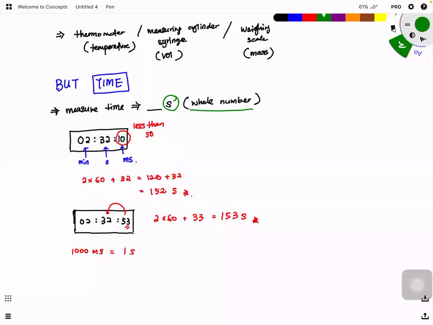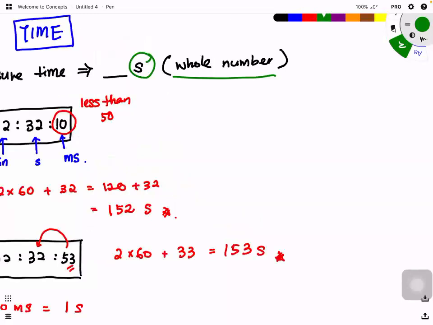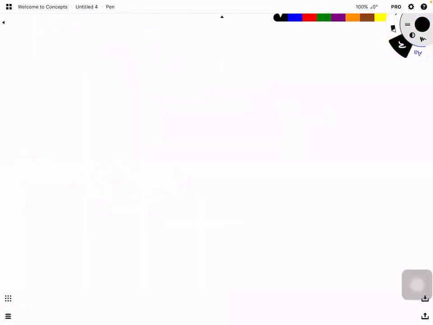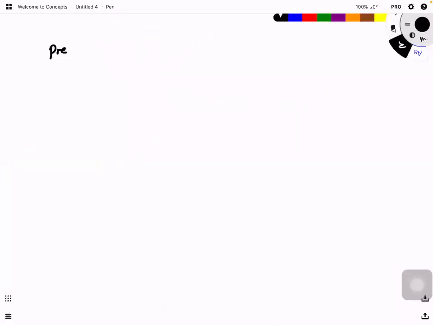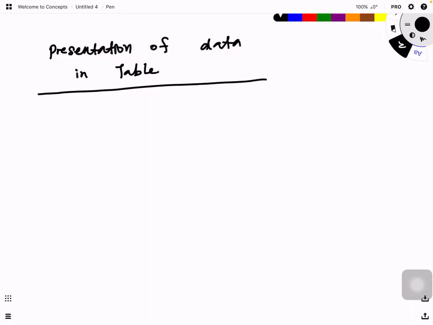So once you have the data like this already, you want to present them in a table. So presentation of data. Presentation of data in a table, and then only we can draw the graph. So when you want to present the data in the table, we have a few guidelines here. First guideline, you must have a complete table.